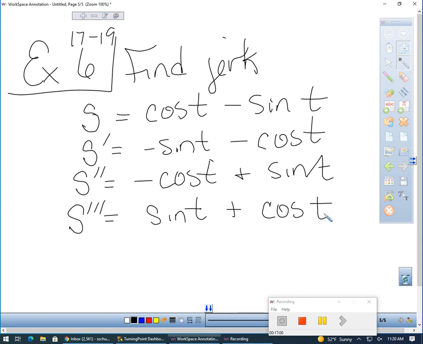Huh? Yes, that was one example. Okay? It's just doing the third derivative. Yeah. Yes, that's jerk. That's fine. Yep, that works for me.